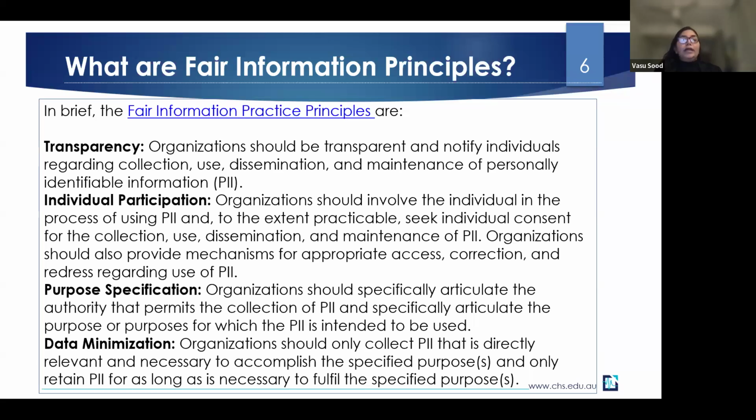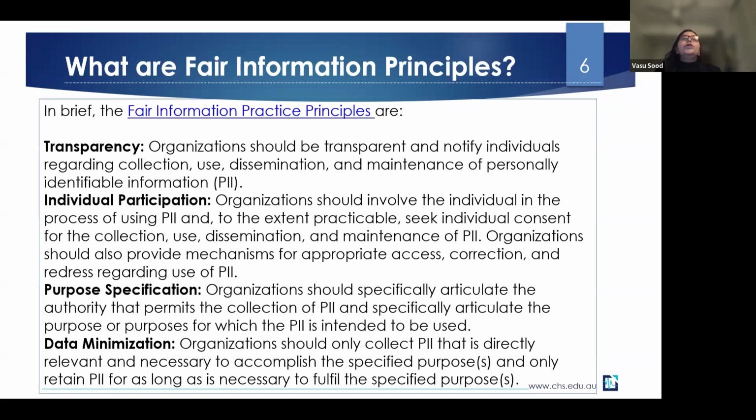if they find any inaccuracy in their record or in their address or in their symptom or in their medication, and provide consent for its use. Then we have the principle of purpose specification. This principle guides us that data should only be collected for a clear and specific purpose.